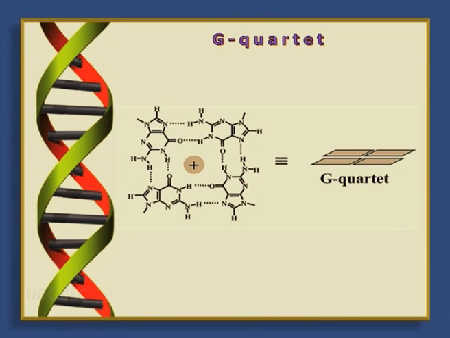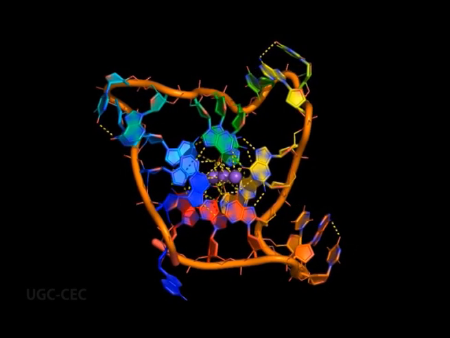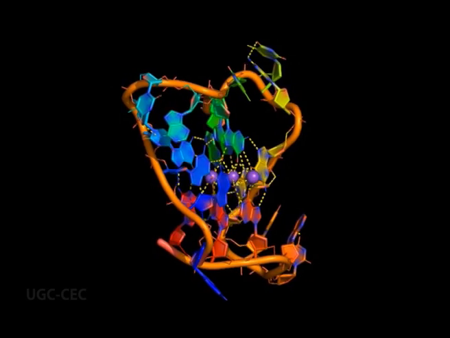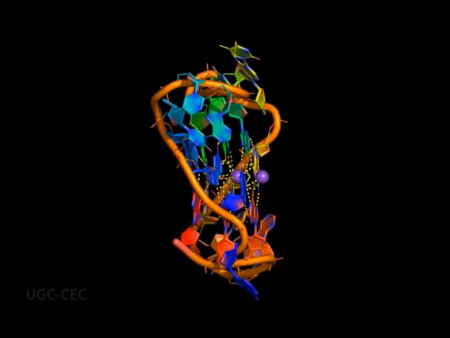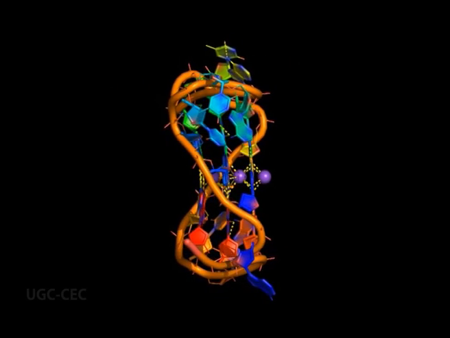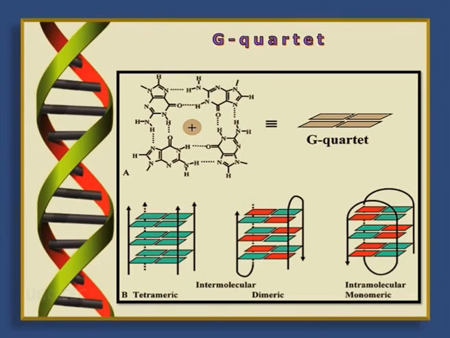Further on, the formation and stabilization of the G-quartet requires the presence of potassium ion as it coordinates with the 8 electronegative O6 atoms of the stacked guanine quartets. So, as a result, we can see that the G-quartet structure is stabilized by strong hydrogen bonds.